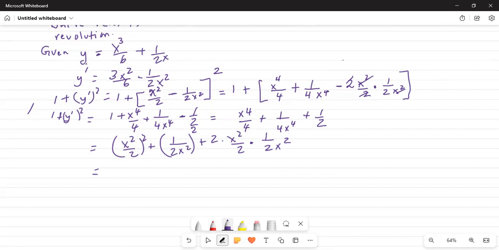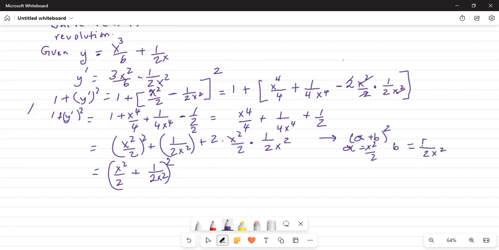So this is nothing but x squared by 2 plus 1 over 2x squared, the whole thing squared, because this is of the form a plus b squared, where a is equal to x squared by 2 and b is equal to 1 over 2x squared. And this is true in the interval 1 to 2. And that's a closed interval, so it is written like this.